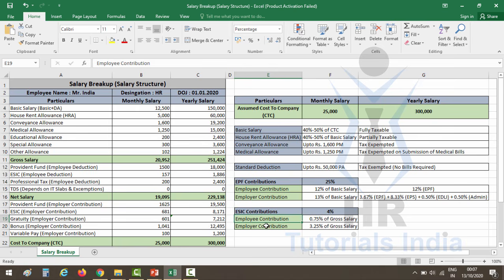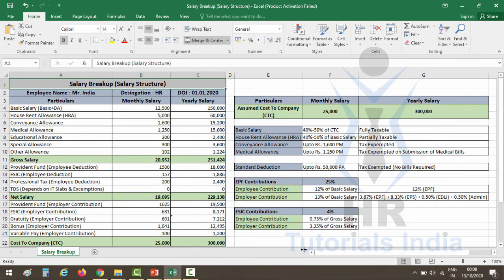Then comes ESI contribution. ESI contribution has 2 contributions, employee and employer. I have already calculated it in the salary breakup. So together the total ESI contribution is 4%. Employee contribution is 0.75% of gross salary, whereas employer contribution is 3.25% of gross salary. So 3.25 plus 0.75 comes together as 4%.